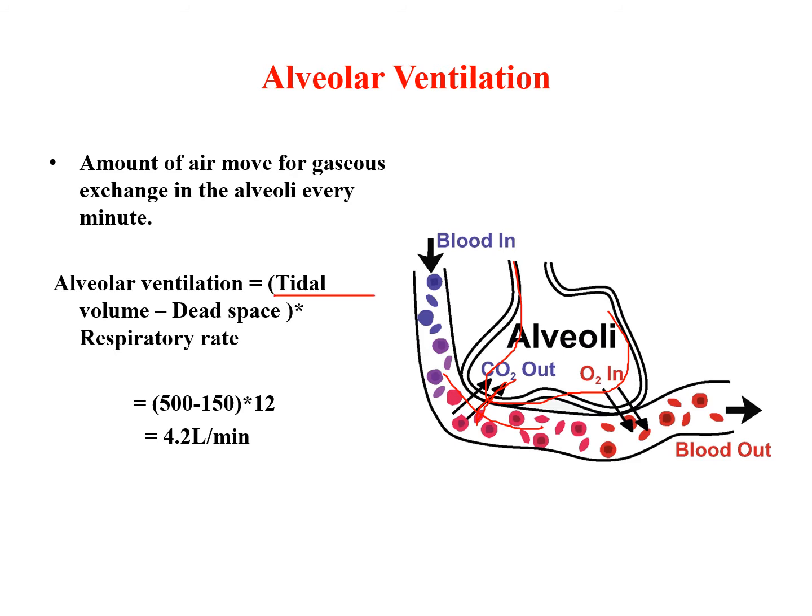As we already know about tidal volume and respiratory rate, we will go to the dead space. Dead space means the part of the respiratory tract where gas exchange does not take place. It starts from the nose to the terminal bronchioles. The normal dead space is 150 ml. So by calculation, the alveolar ventilation gives the result 4.2 liters per minute.